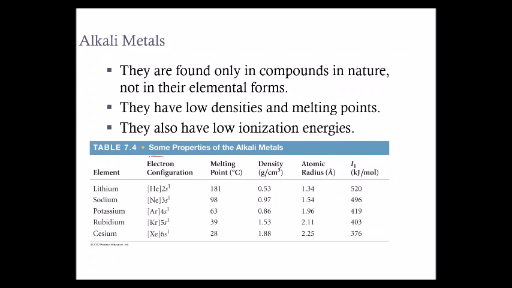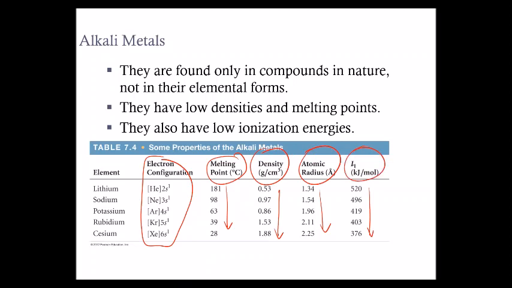I just like these charts, and you can check them out. They show the configuration, the melting points decrease, the densities increase as you go down, the atomic radius also increases as you go down, and the ionization energy decreases. So you can take a look. It summarizes the group trends and also gives you density and melting point to refer to and compare these things.